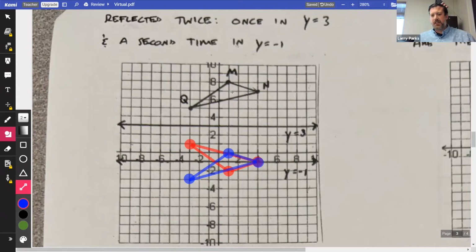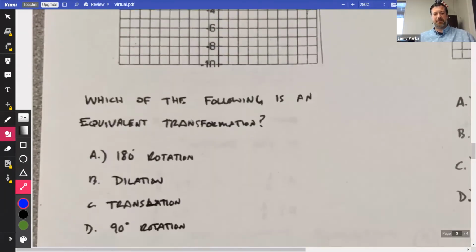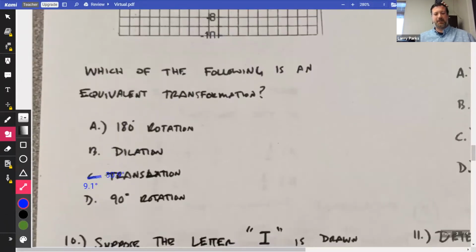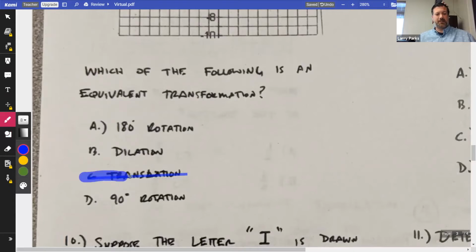Well, notice the black triangle and the blue triangle look very similar. It's just shifted down, like it's just shifted down 1, 2, 3, 4, 5, 6, 7, 8. So what you could have done instead is what's called a translation. You could have just moved it. So could have just translated it. That would have been the same result. Translation. Okay.